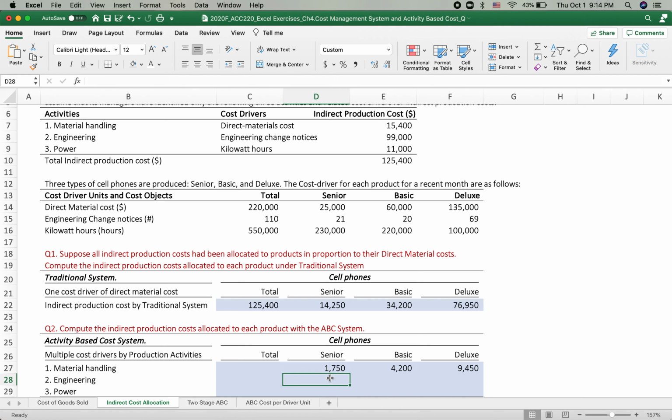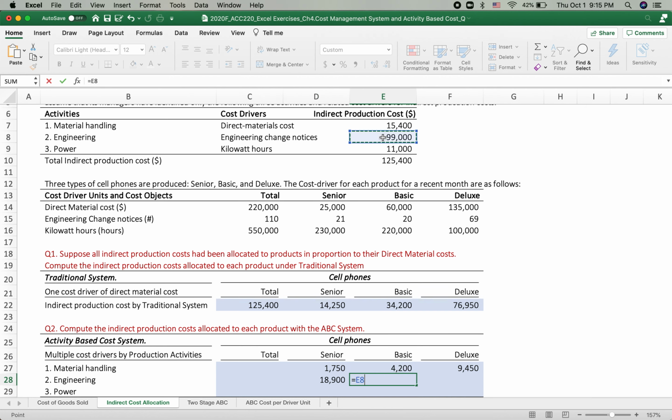Then what about the engineering? Engineering, now we use engineering indirect production cost. Indirect production cost under the engineering activities, we use cost driver engineering change notice. Now we are not using the direct material cost. Instead, we use this engineering change notice, number of engineering change notice unit. So the proportion, the percentage of this engineering change notice cost driver units out of a total, we got 18,900 out of 99,000 engineering indirect production cost.